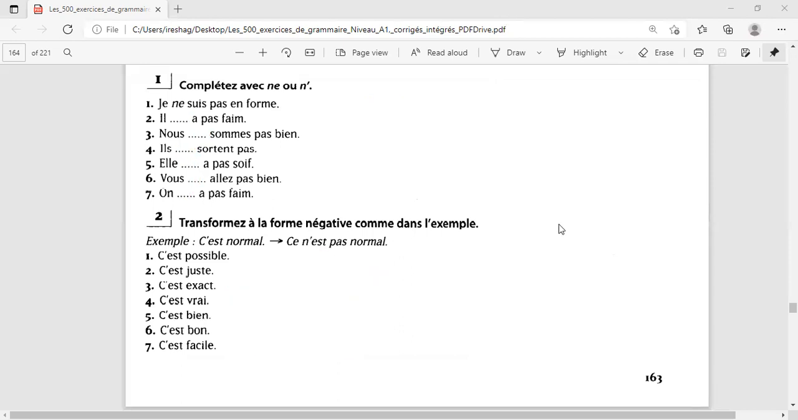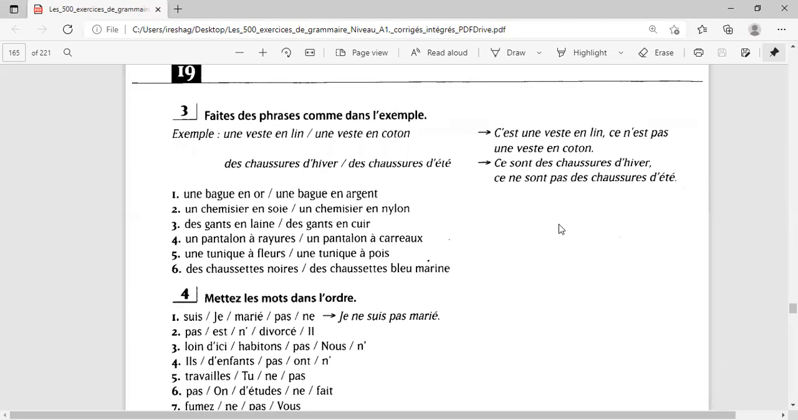Okay. Now I'm moving to the next part. So here you have been given one statement. Une veste en lin is a linen coat, and une veste en coton is a cotton coat. So you are telling, c'est une veste en lin, ce n'est pas une veste en coton. It's a linen coat. It's not a cotton coat. And then des chaussures d'hiver and des chaussures d'été you have. Ce sont des chaussures d'hiver, ce ne sont pas des chaussures d'été. They are winter shoes, they are not summer shoes.